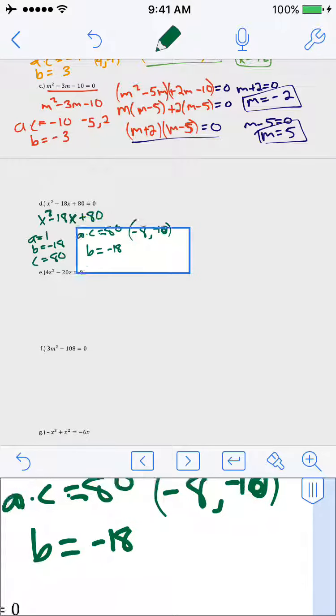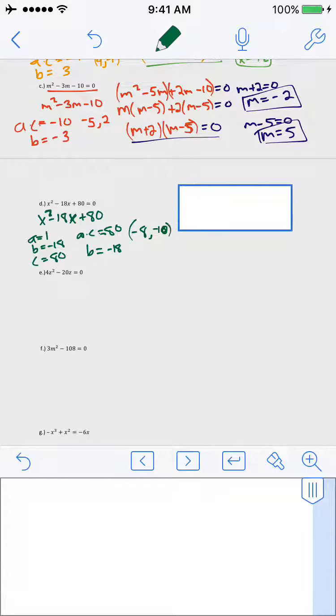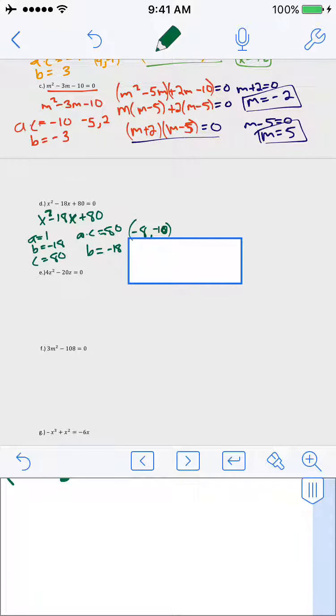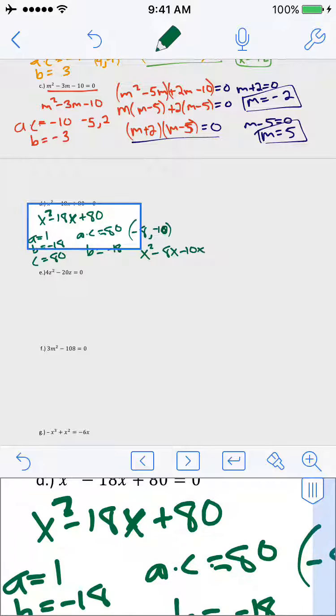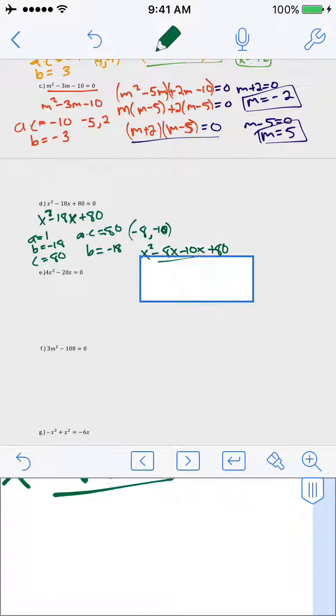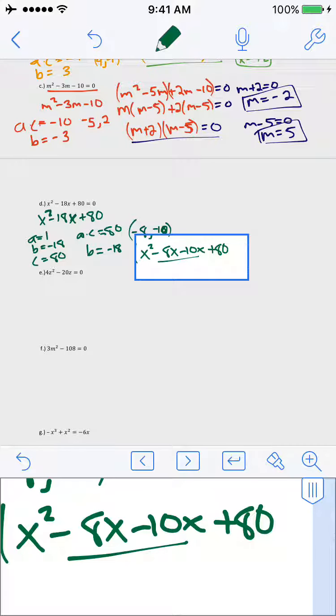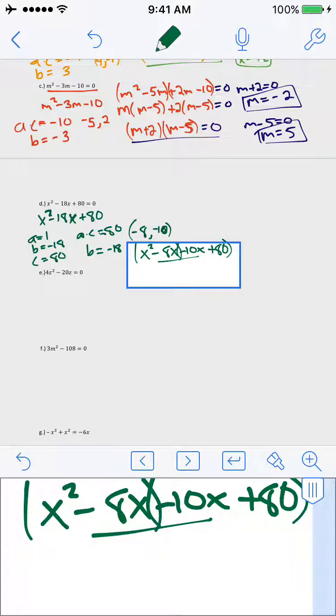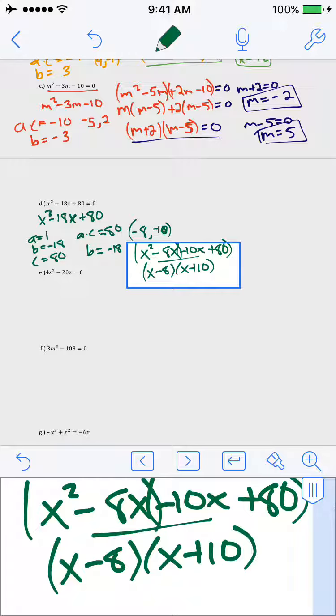Okay, so now we will factor that bad boy. Put it over here. X squared minus 8x minus 10x instead of minus 18x, right? Because that would be 18 together. Plus 80. Factor by grouping. We get x minus 8 and x plus 10. Factor out an x, factor out a negative 10. Sorry, x minus 10.